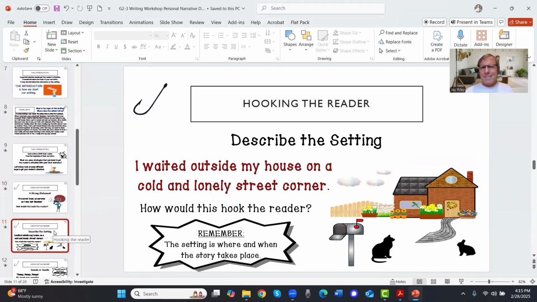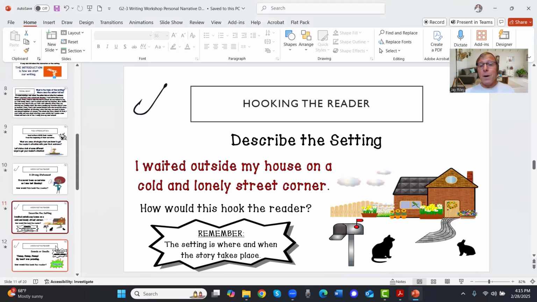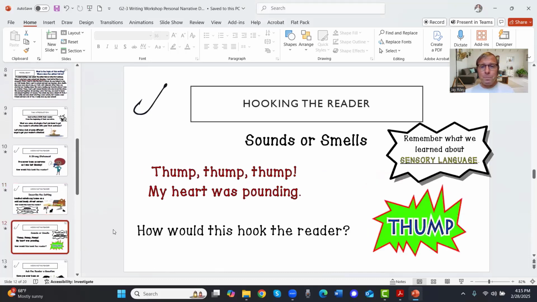Maybe it's still dark, they're cold. It's a lonely street corner. I picture that they're probably the only student who's out at this time. So that really draws me in. I want to know, what are they waiting for? What are they doing out on this cold and lonely street corner? So that's a great way to draw our reader in.